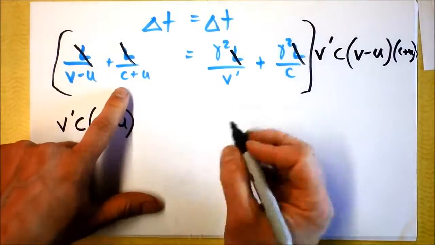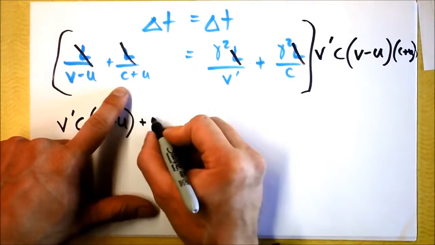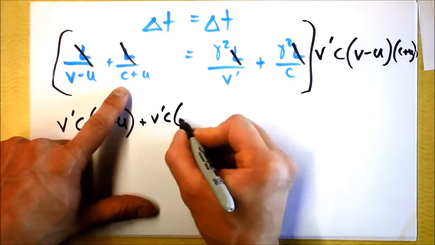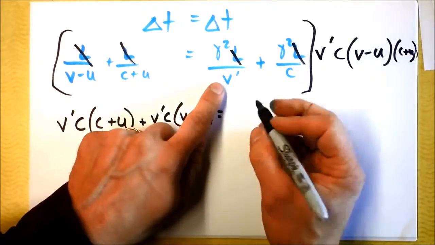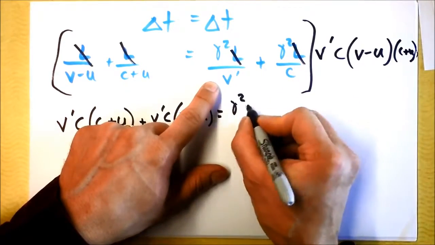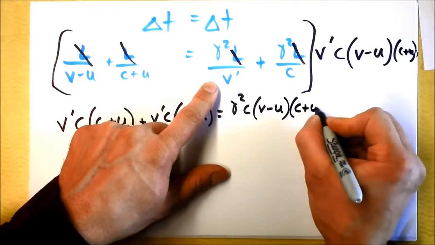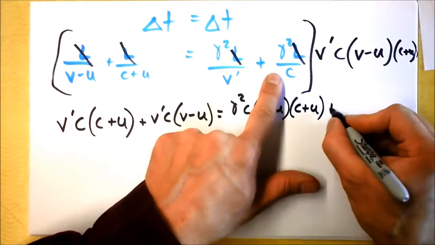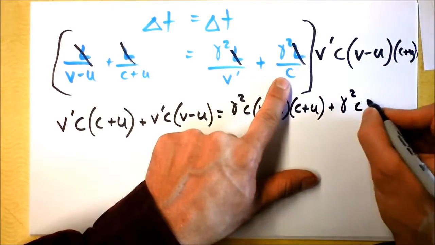And this next term, the C plus U is going to cancel out, so I'm going to be left with V prime times C times V minus U. And this next term over on this side, we're not going to have a V prime, but we'll have all the other stuff, and we got a gamma squared. That's gamma squared times C times V minus U, also times C plus U. Just because we hate denominators, we're doing all this. Plus gamma squared, and then I have to multiply by this stuff. The C is going to cancel. I got a V prime.